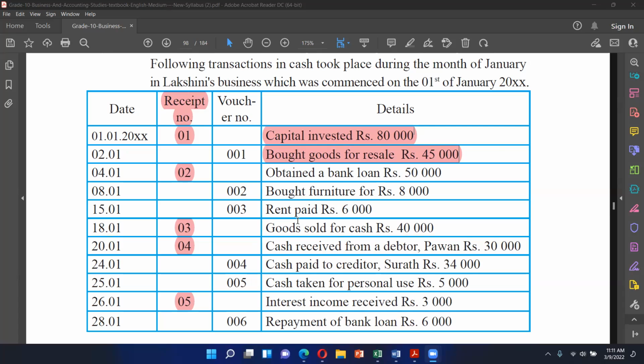You can make mistakes, it's okay. I need the answer. Any idea? Tarini Vijayaratna, what is the double entry for 15th January transaction? Rent paid 6,000. Tarini, are you there?